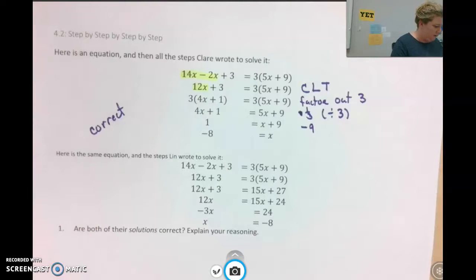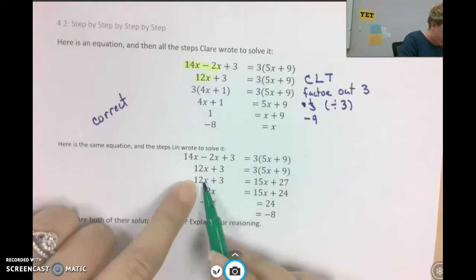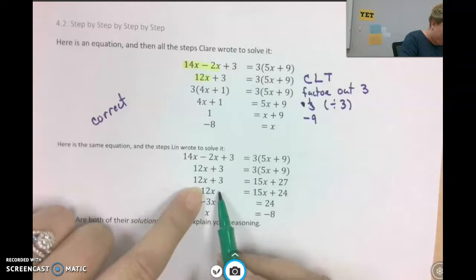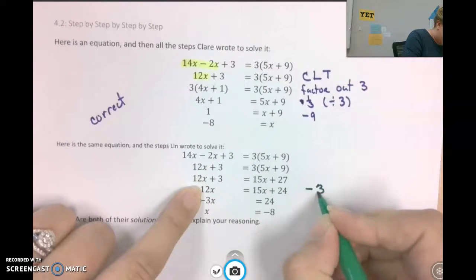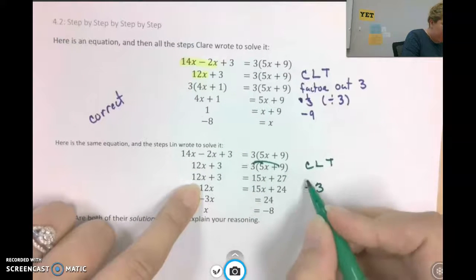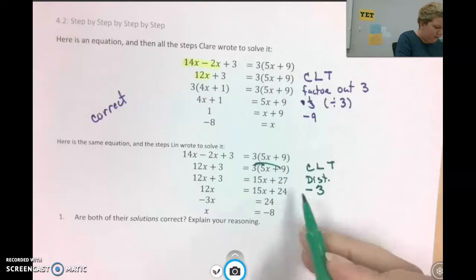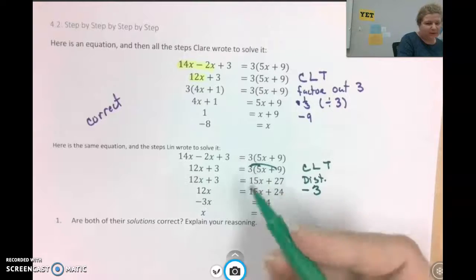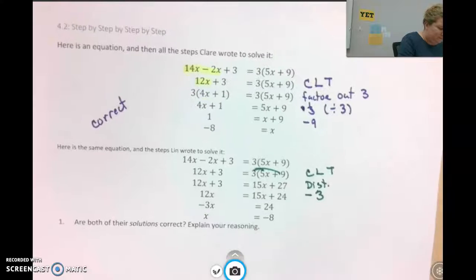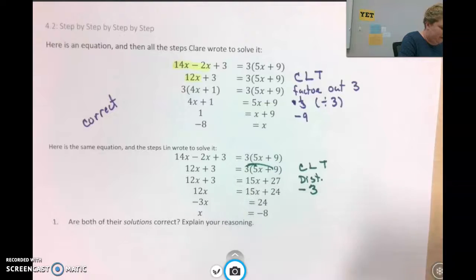Let's see how Lynn was thinking about it. Okay, they took that same first step. Good. Now they didn't factor. Instead, they subtracted 3 from each side right here. Okay, they combined like terms up here. Oh, then they distributed. And subtracted 3 from each side. Let's make sure the distribution was correct. 3 times 5x is 15x. 3 times 9 is 27. Okay. 15x plus 24. That's when we subtracted the 3.